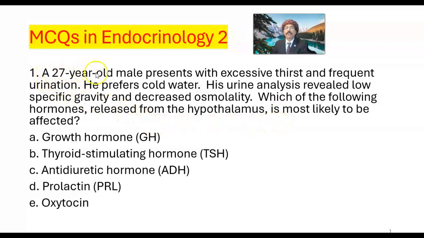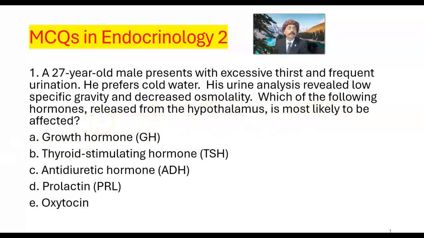A 27-year-old male presents with excessive thirst and frequent urination. He prefers cold water. His urine analysis revealed low specific gravity and decreased osmolality. Which of the following hormones released from the hypothalamus is most likely to be affected?